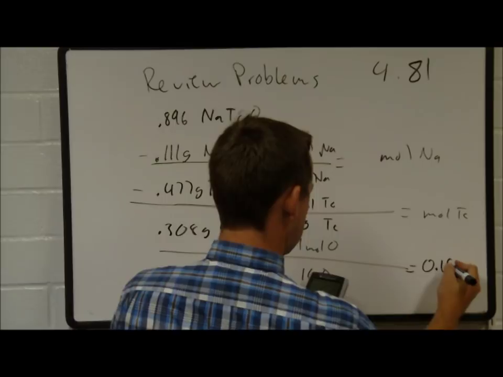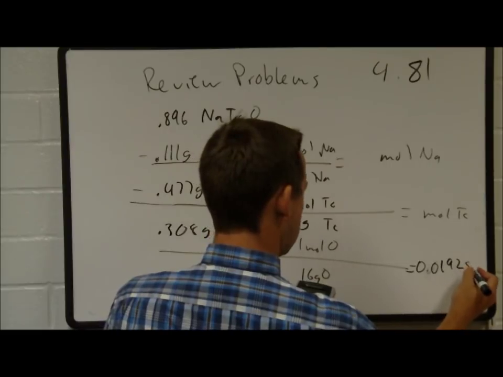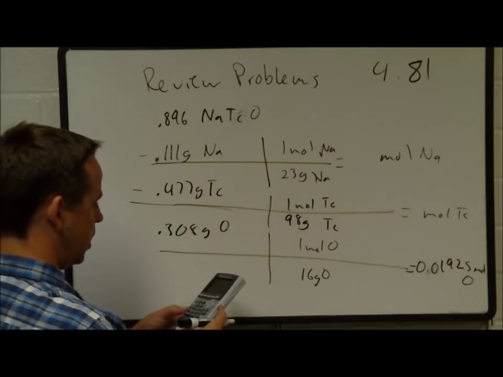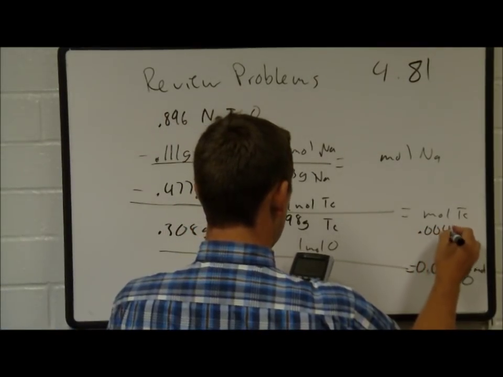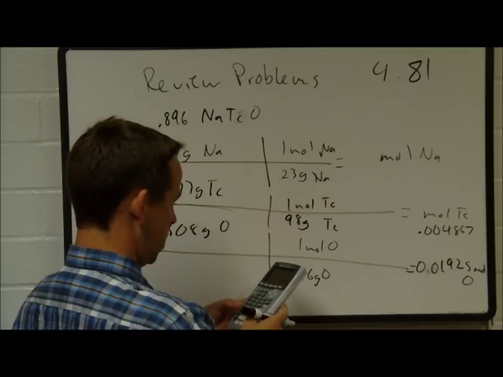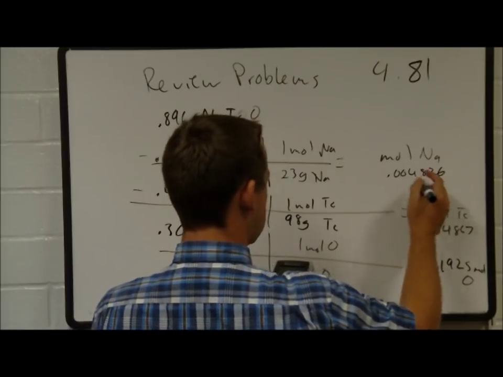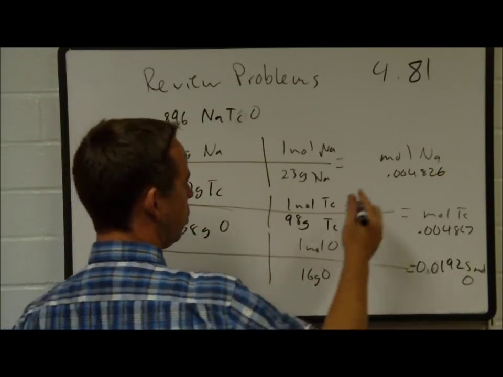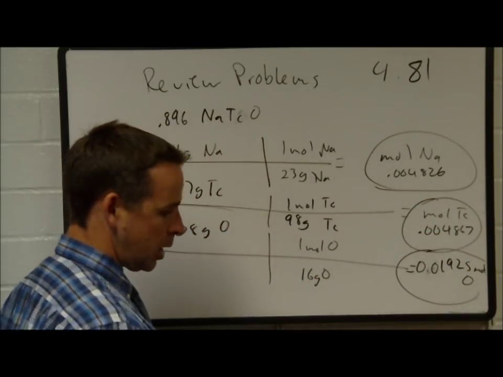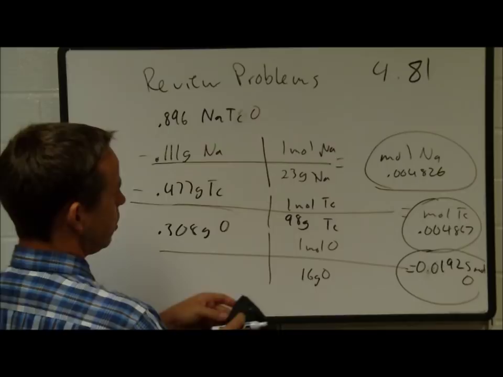I'm getting 0.01925 moles of oxygen. For the technetium, 0.477 divided by 98 is 0.004867 moles of technetium. 0.111 divided by 23 is 0.004826 moles of sodium. So that's how many moles of sodium, technetium, and oxygen. Now we can write down that formula right there, but again, it's not the simplest whole number ratio. I'm going to erase this side here.